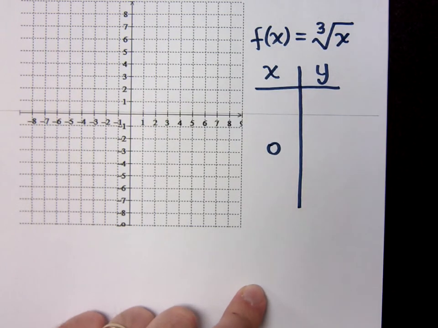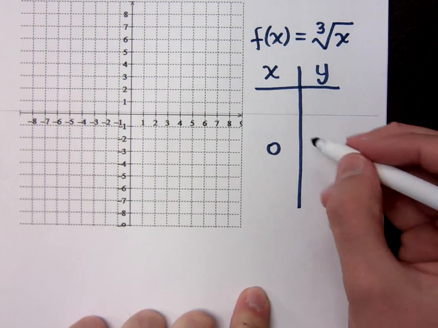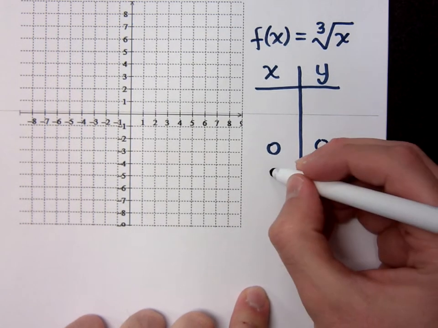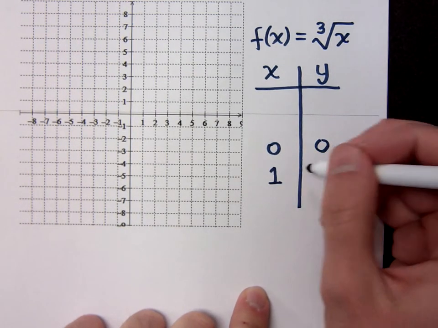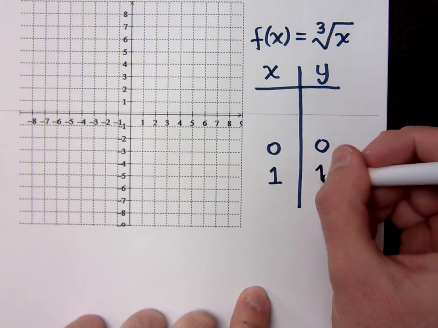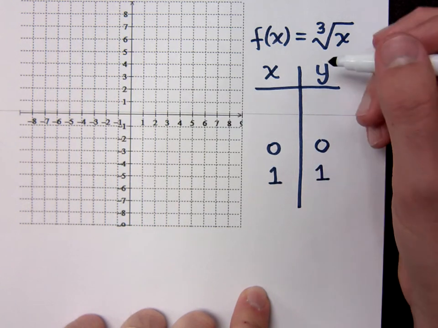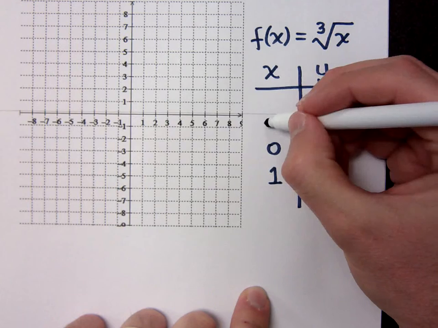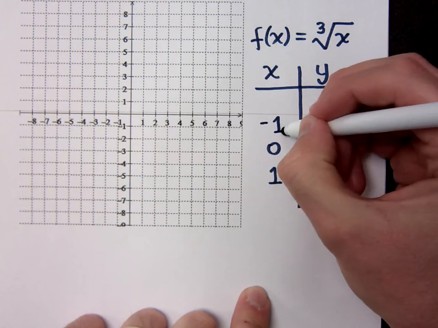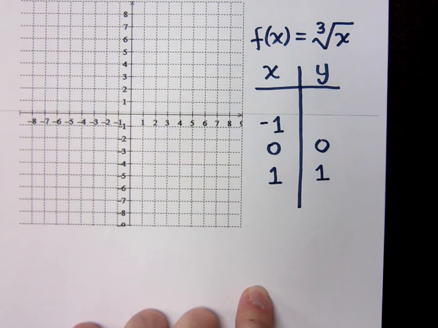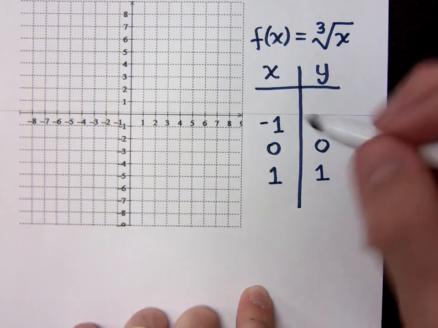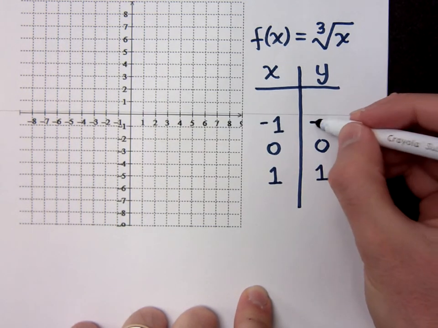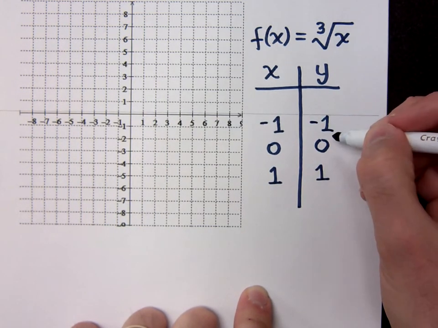0's always good. What's the cube root of 0? 0. How about 1? What's the cube root of 1? 1. You said we could plug in negative values, right? Yes. What's the cube root of negative 1? Negative 1. Okay.